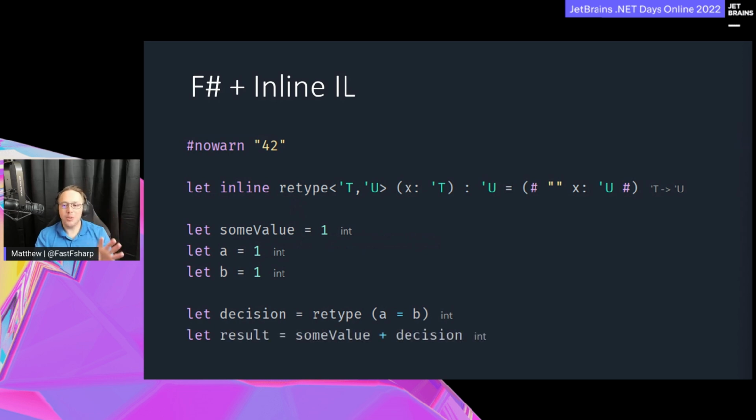And then when I go to use it, the compiler's like, oh, okay, Matthew, I got you. Like A equals B, I know that's a bool, but you're telling me to retype and you need it to be an int later. I got you. I'll just cast it for you. Don't worry about it. So this is how you can start doing some silly branchless coding stuff in F#.